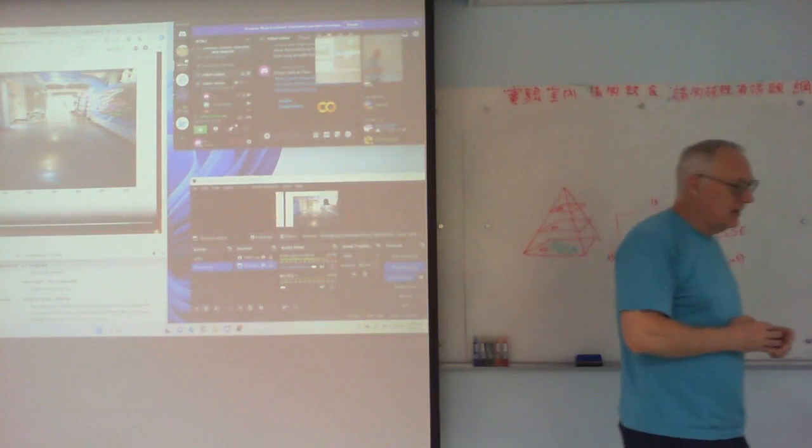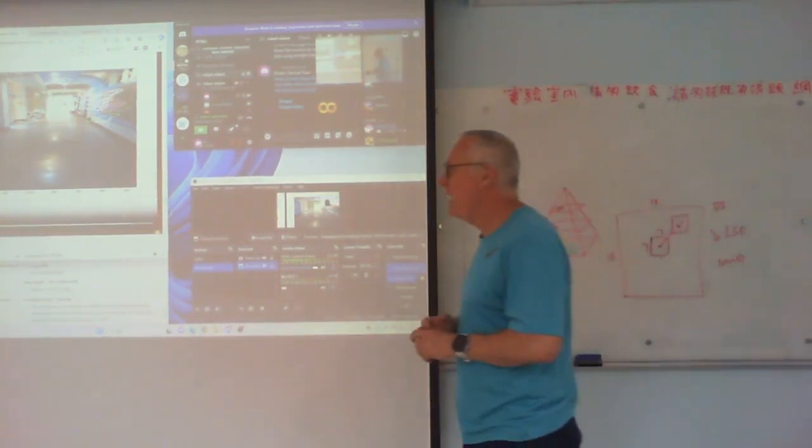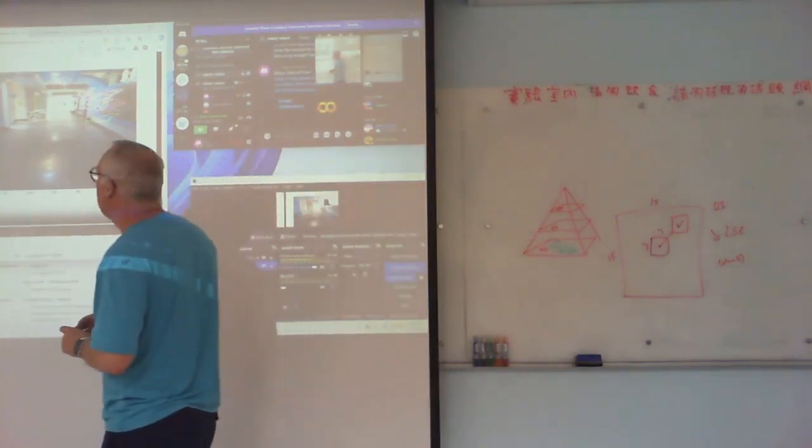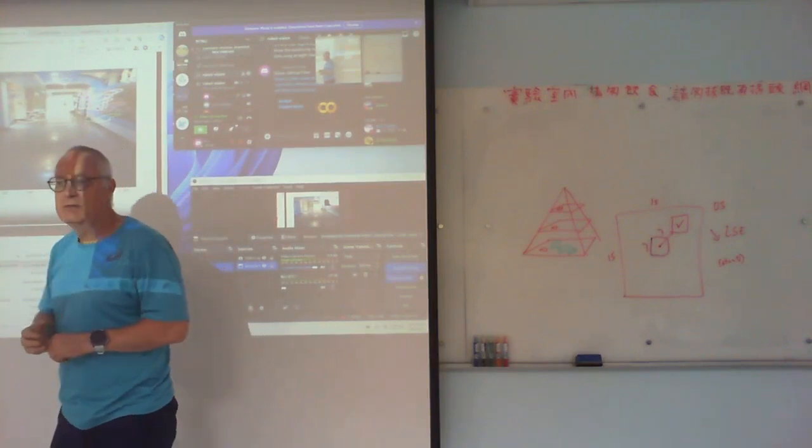So let's try that. Modify the code so that we track different sets of points for the top and the bottom of the image.